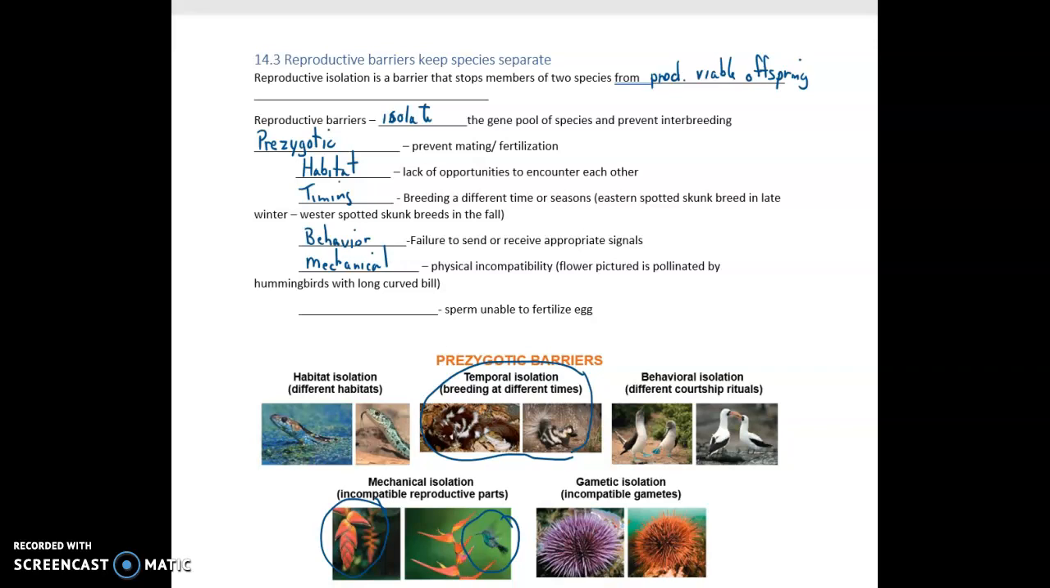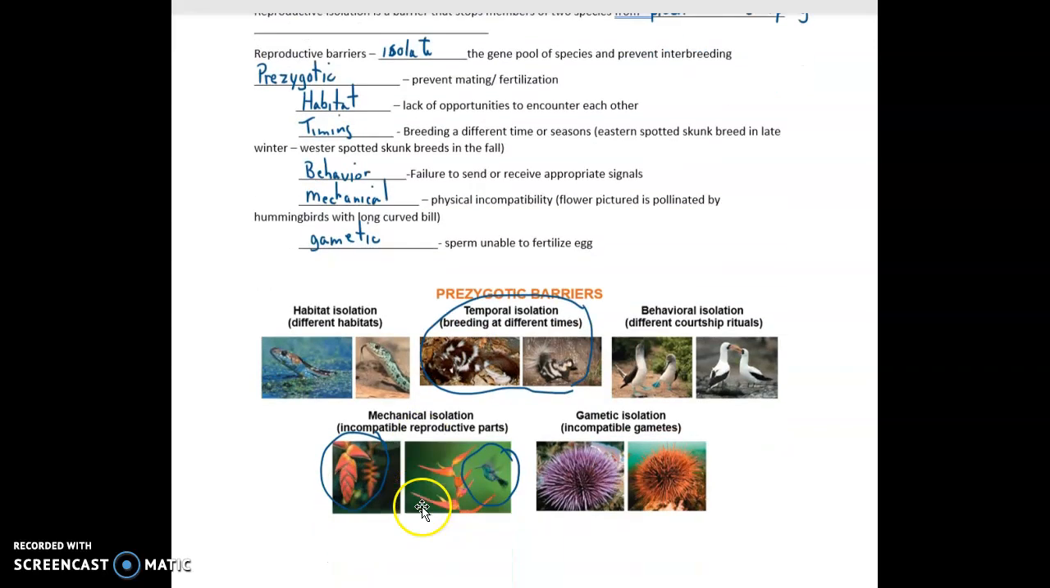And lastly, we have gametic. And this is just that the gametes are incompatible. The sperm will not be able to fertilize the egg. And these are sponges, and they can't fertilize each other.